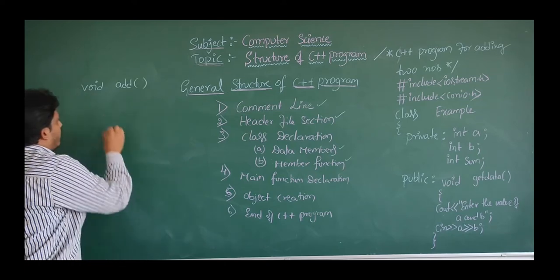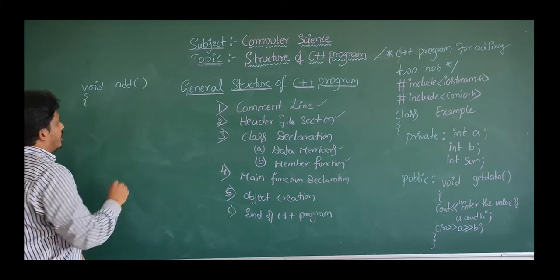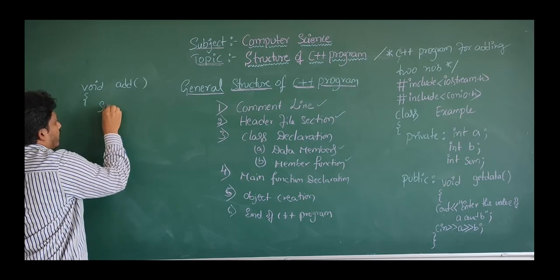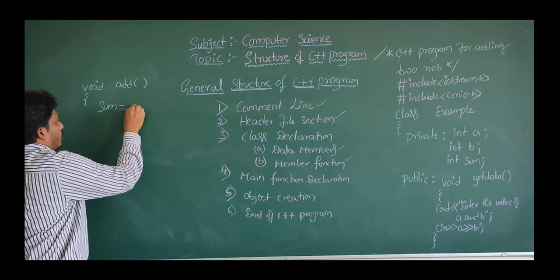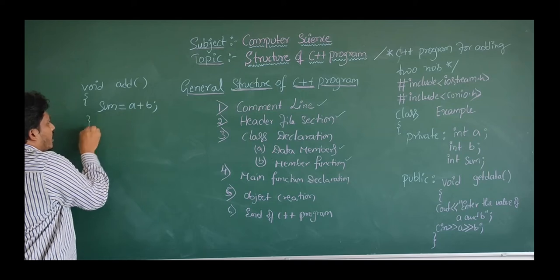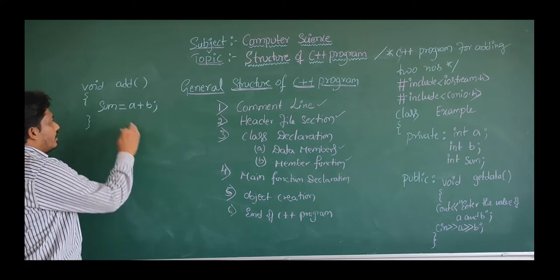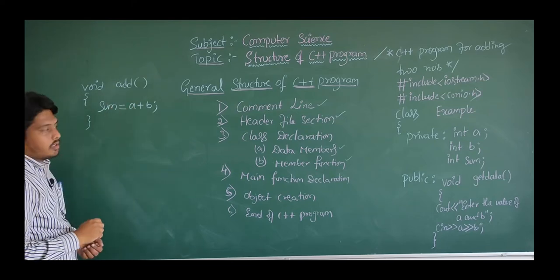Okay. So in this member function, I am going to add the two variables that I have taken. For storing the result, I have taken a variable called sum. Sum is equal to A plus B. So the only thing is, I have computed the sum of A plus B in this particular member function.